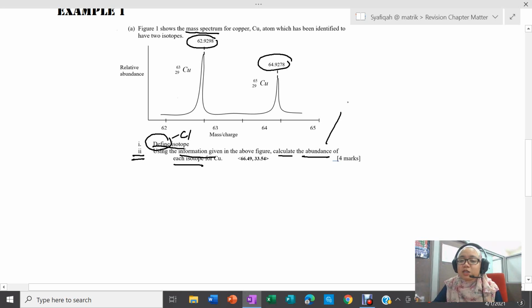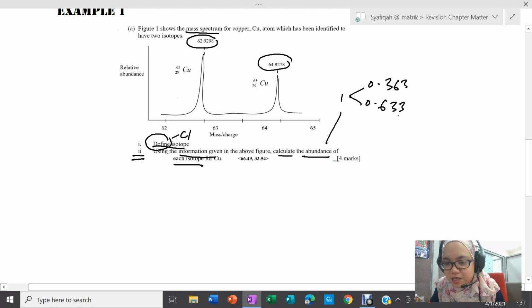Okay, as you know, the full number for abundance is 1 kan. So maksudnya dalam satu ratio tu dia boleh ada, contohlah, 0.633 contoh. Okay, for example. Okay, so this one, ini abundance in terms of relative abundance in terms of ratio.